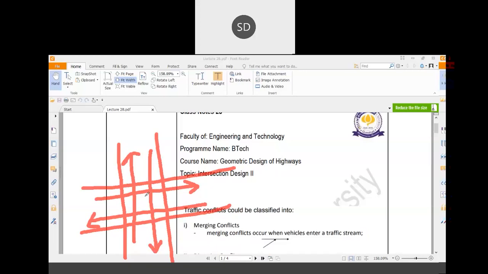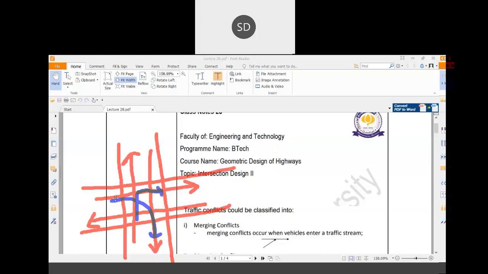Now, besides this conflict point, there are other types of conflict points. Suppose for this intersection leg, let me try another thing. For this intersection leg, some of the vehicles may go in this way, and some of the vehicles may go in this way. Now see over here. Here these 2 make the crossing conflict point, but here it deviates from the original traffic and merges with another traffic.